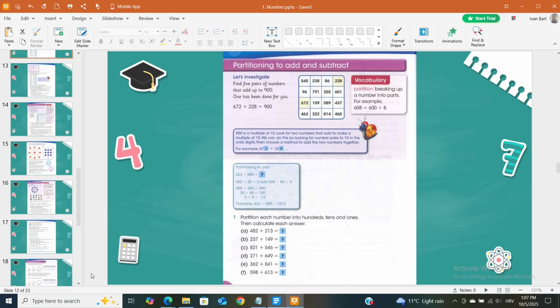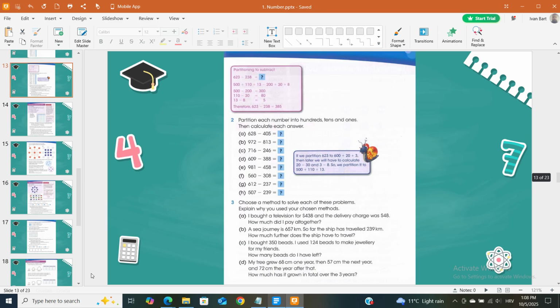Partitioning to subtract. 623 take away 238? 623 is 500 plus 110 plus 13, and 238 is 200 plus 30 plus 8. 500 take away 200 equals 300. 110 take away 30 equals 80. 13 take away 8 equals 5. Therefore, 623 take away 238 equals 385. 2. Partition each number into hundreds, tens and ones.